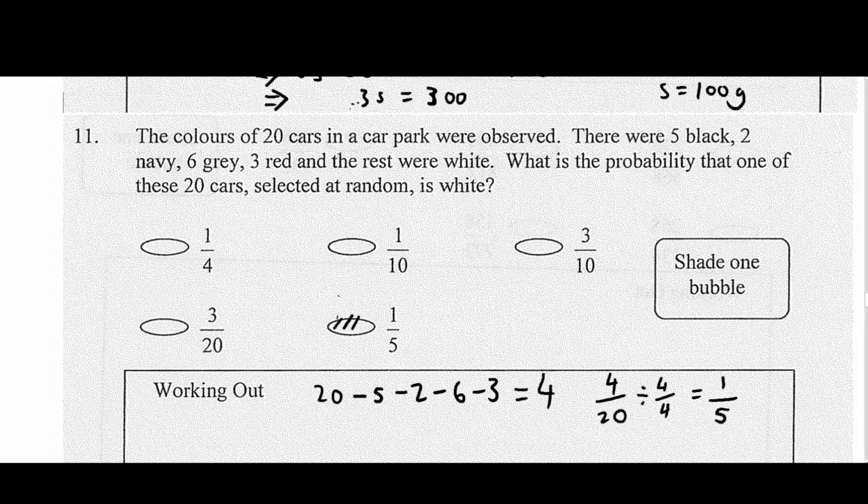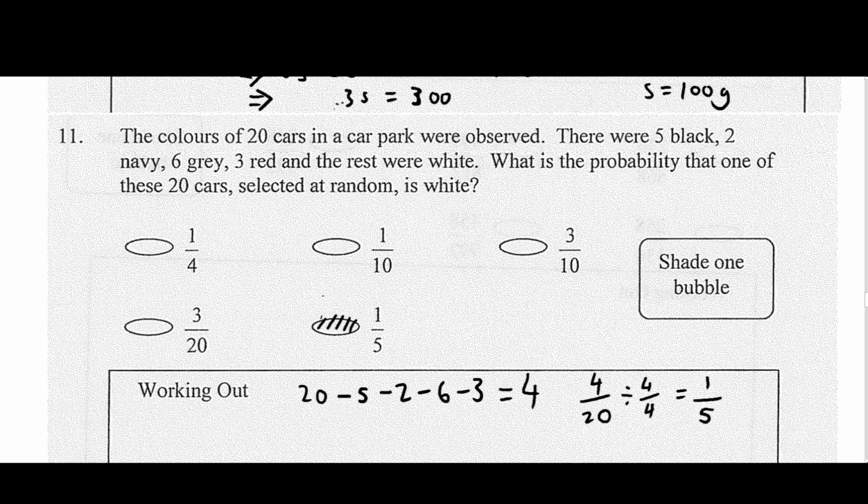The answer here is 1 over 5. Okay, let's check that we've done this one right. So 4 plus 6 is 10, plus 3, 13, plus 2, 14, 15, plus 5 leaves us 20. Yep. So we get 4 out of 20. Yep, that looks good.